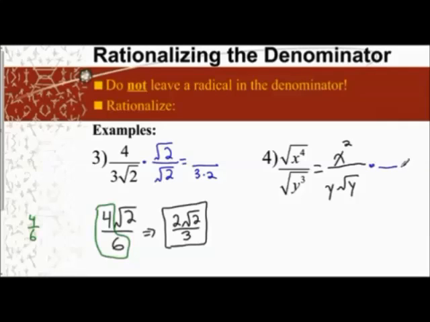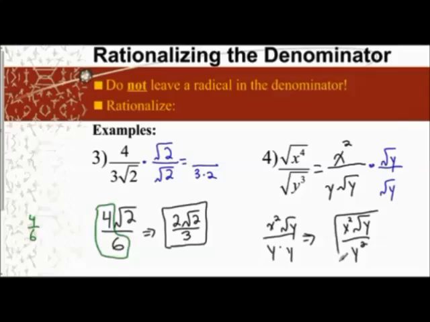I'm going to rationalize by multiplying both the top and the bottom by just the square root of y. And so in the top, I get x squared, square root of y. And in the bottom, you get y times, and the square root of y times the square root of y is y. And so I get x squared, square root of y, over y squared. And that is my final simplified expression.